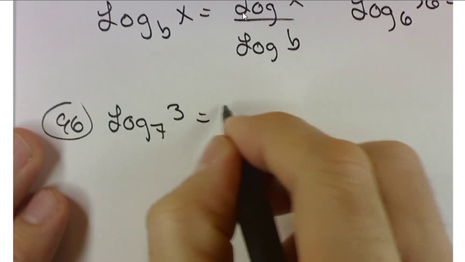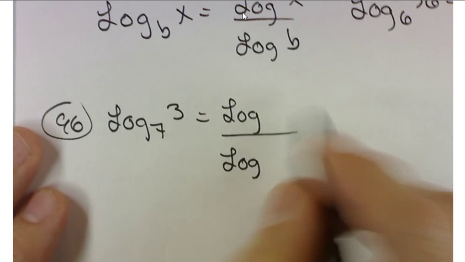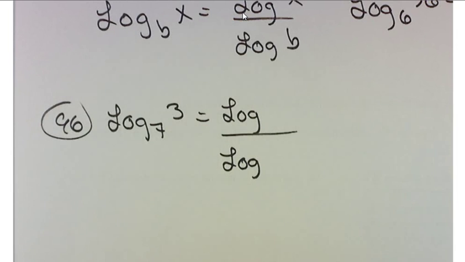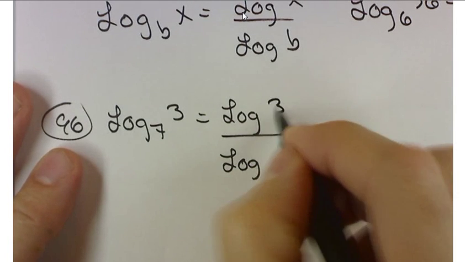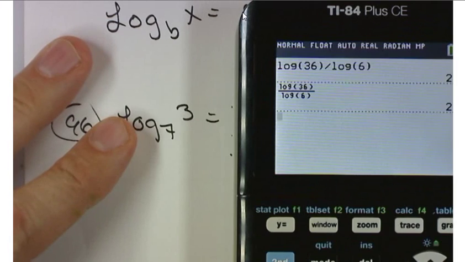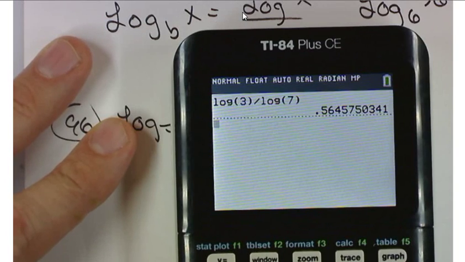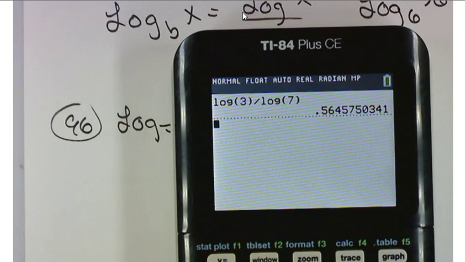Now, in terms of entering that into your calculator, that'd be the log of something divided by the log of something else. What do I get on that one? Mackenzie? Log of what over log of what? Log of 3 over log of 7. Log of 3 divided by log of 7. I'm getting 0.5645, etc.